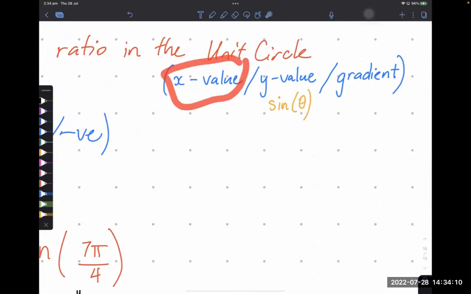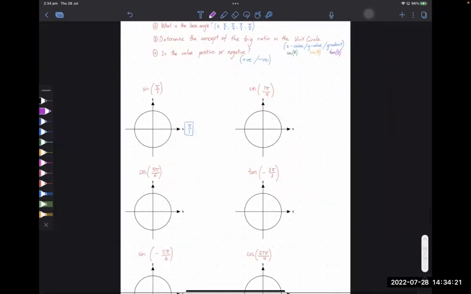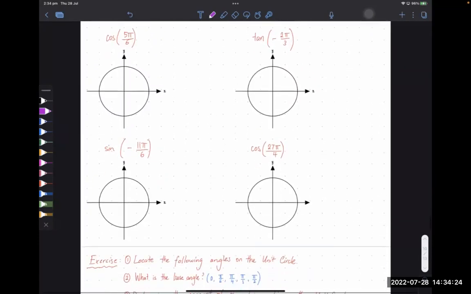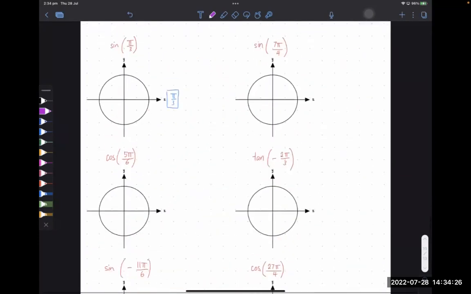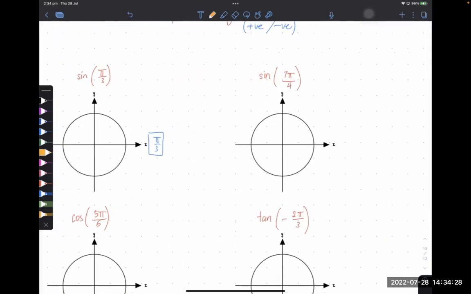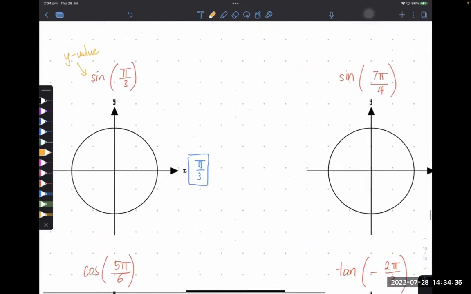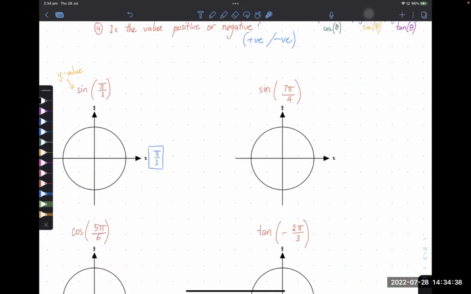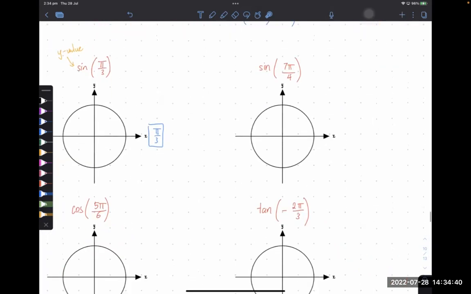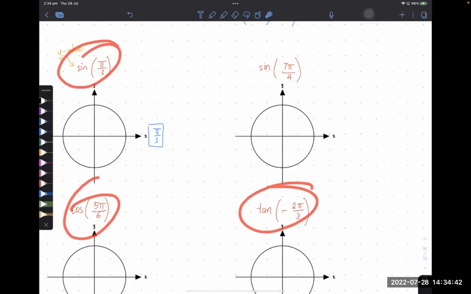What about if we're looking at the x value? Okay. And the gradient? Amazing. Okay, so basically when you start looking through each of these questions here, you could instantly recognize that, oh, here we're actually just looking at the y value. I'll start by doing a few examples for you. Okay, maybe I'll do one from sine, cos, and tan.